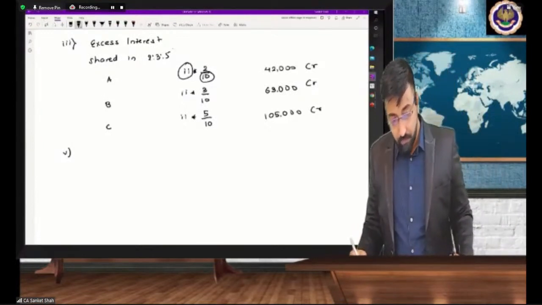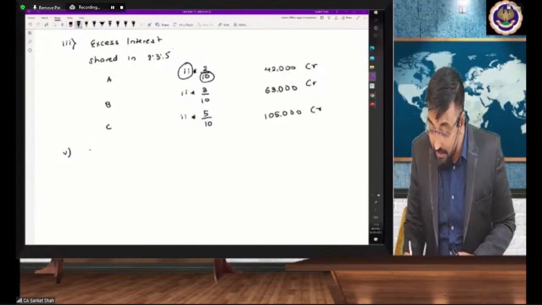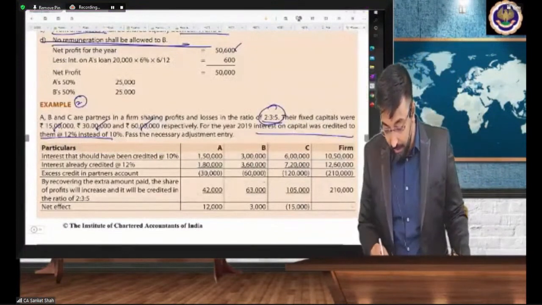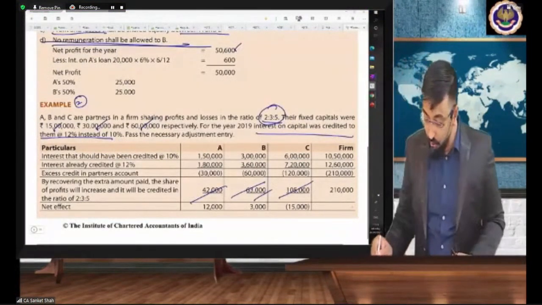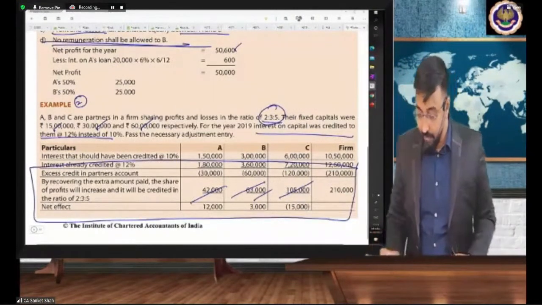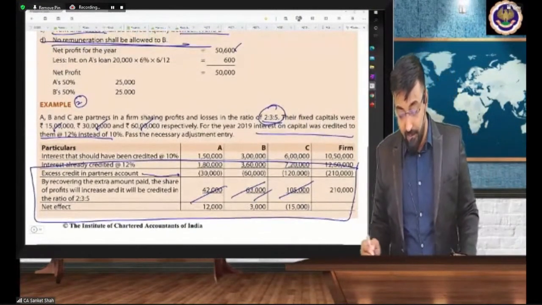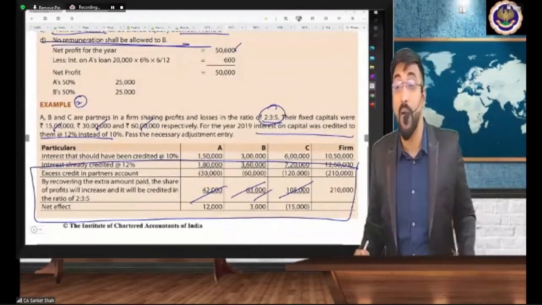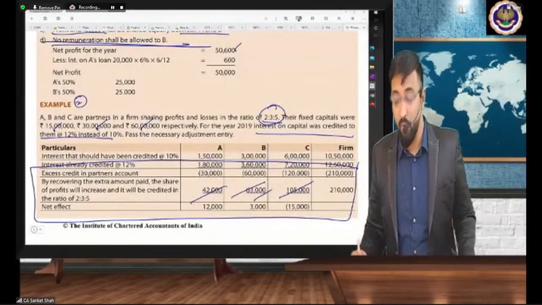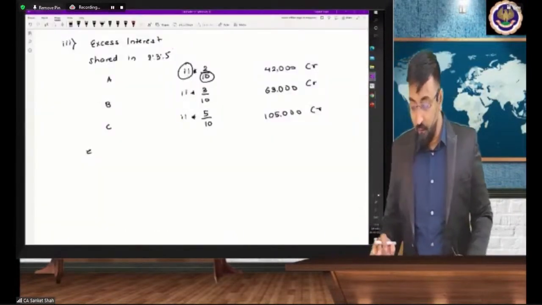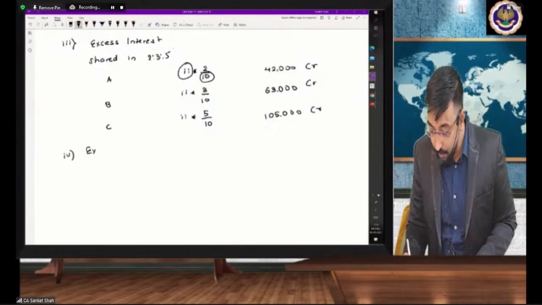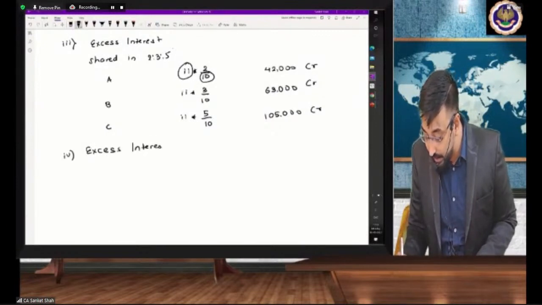And what is the excess interest? Now you can use the shortcut 42:63 and 1,05,000. Now use this table. Excess profit in credit in partners' capital. How to calculate? Their loan amount or capital amount multiplied by 2%. Now this amount is credited. And what is the excess amount? Excess interest amount, yes, write down. Excess interest amount A, B, C.